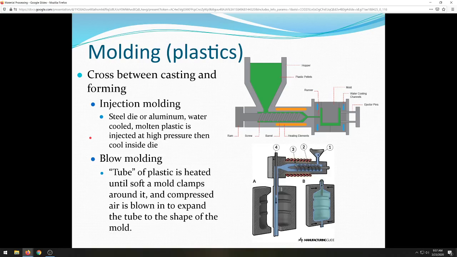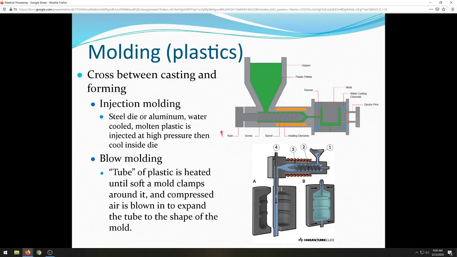Alright, so molding. This is, again, very similar to casting, primarily focused on plastics, however. And again, some experts would group casting and molding into the same process, but we're taking plastic and we're not always melting it down. Sometimes we're just getting it hot enough that it's pliable and flexible. So that's why we're talking about this, and there's a lot of different molding processes here. So again, it's a cross between casting and forming.